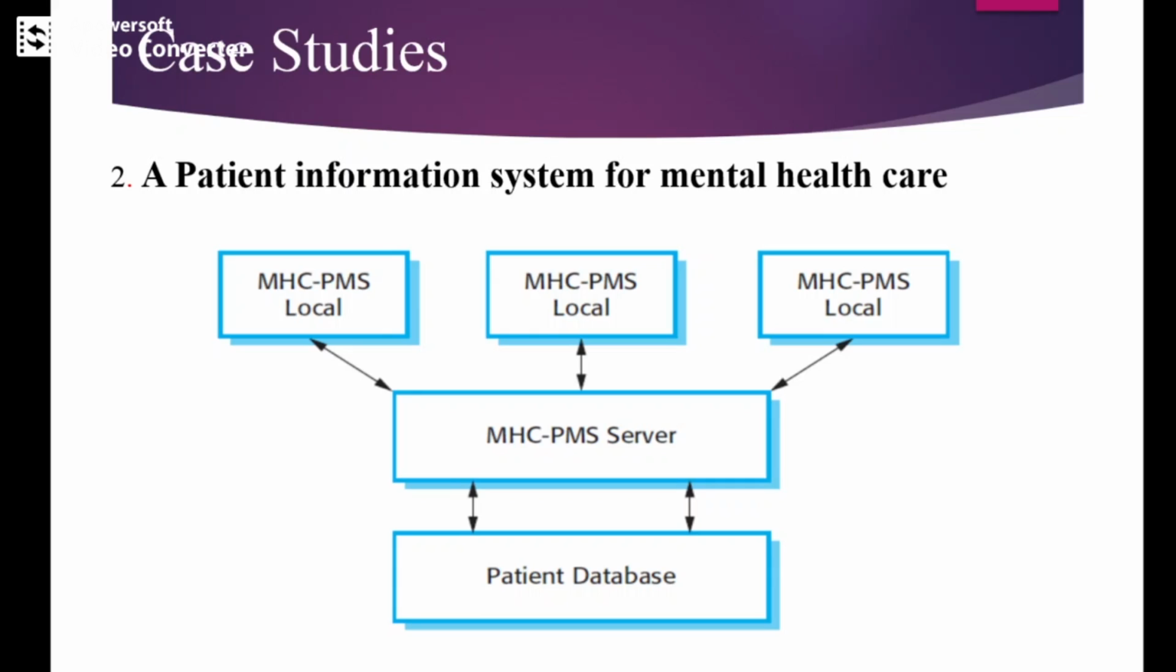Why has this system been built? What is the purpose of this system? A patient information system to support mental health care is a medical information system. It maintains information about patients suffering from mental health problems, and also information regarding the treatments that they have received.